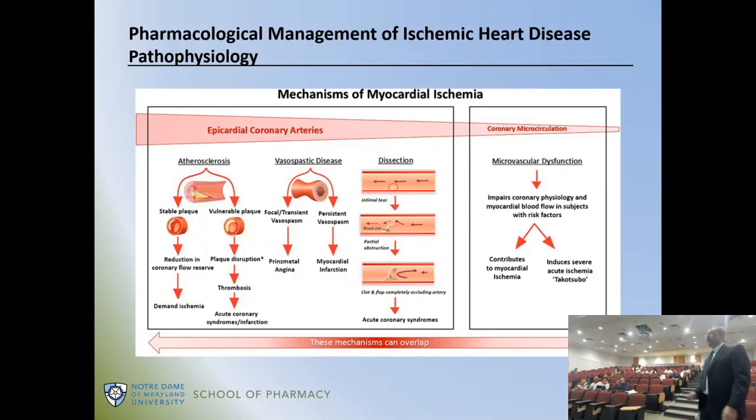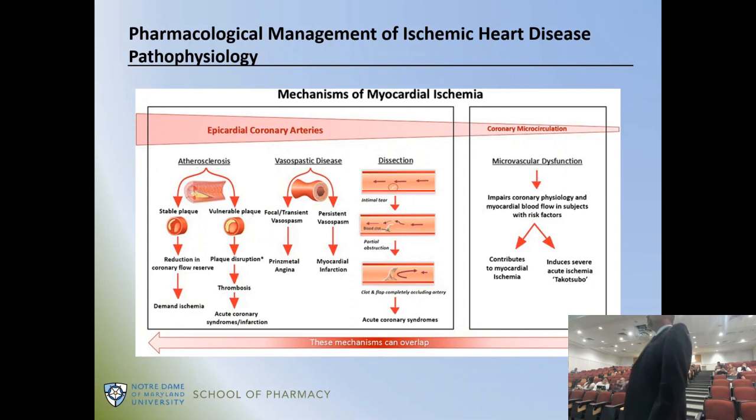And then we have something called dissection here, where you get a tear in the endothelial layer of a blood vessel, also referred to as the tunica intima. That's why they refer to it as an intimal tear up there. It's just a tear in the endothelial layer. And you get a little flap of tissue that can actually start to occlude or block blood flow, as you can see down here.